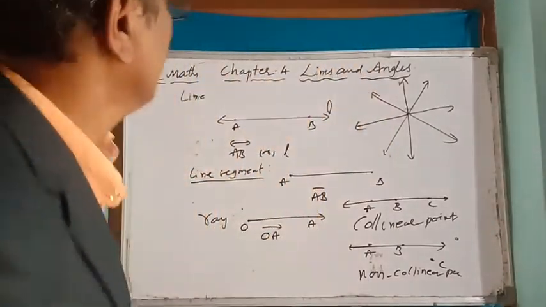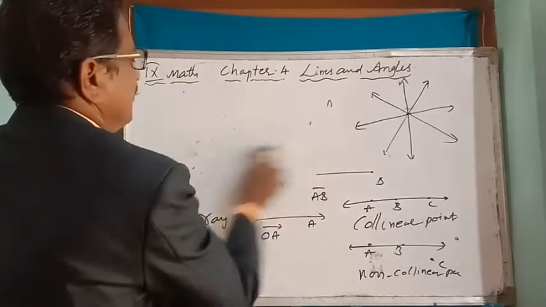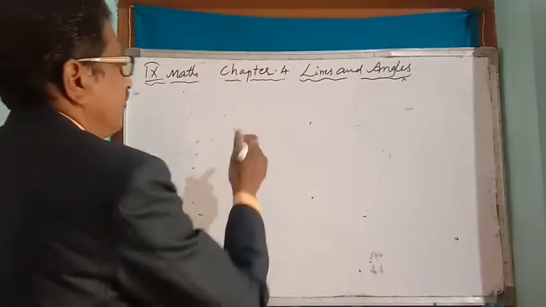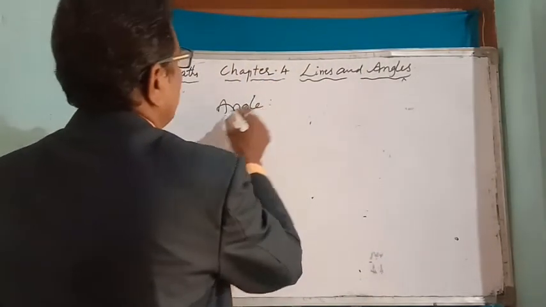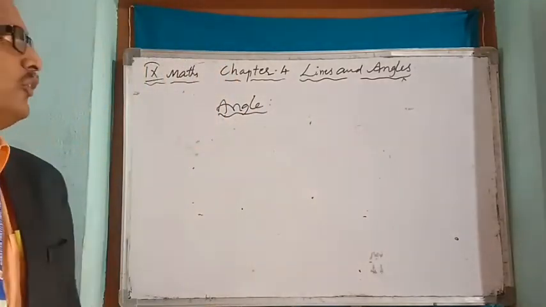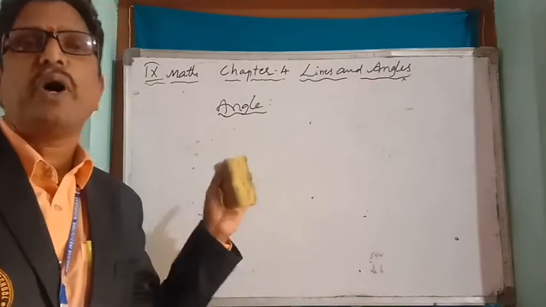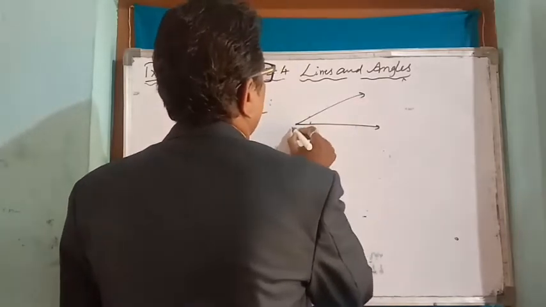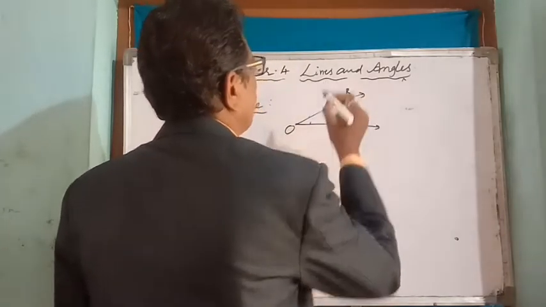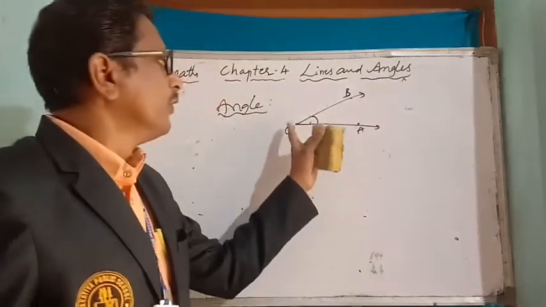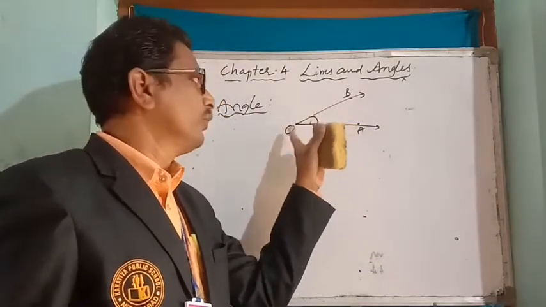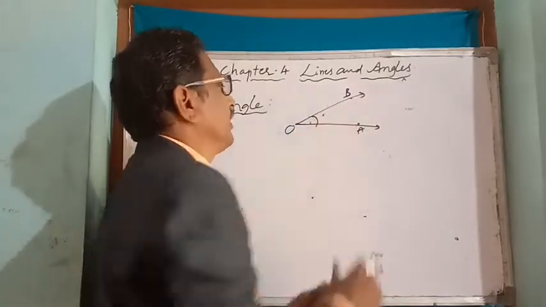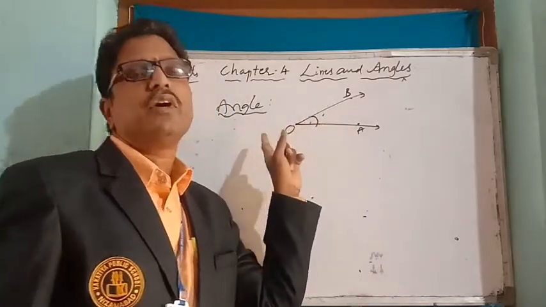Next, what about an angle? What is an angle? An angle is the union of two rays with a common point. This is OAB. OA and OB are two rays with a common end point. The union of two rays with a common end point is called an angle.